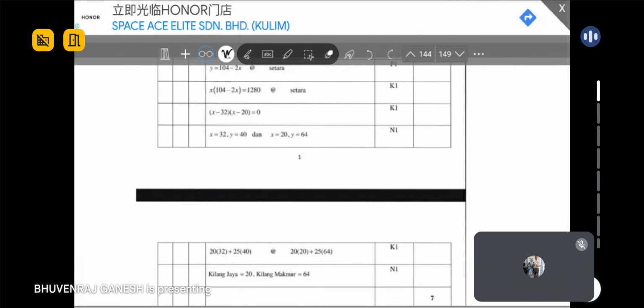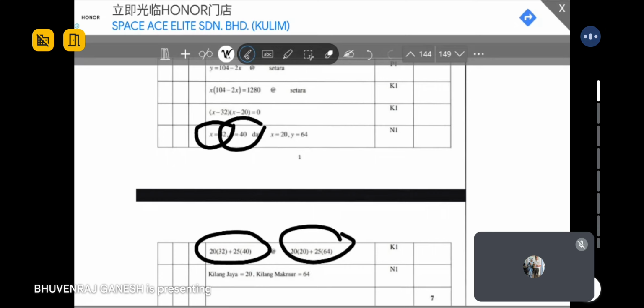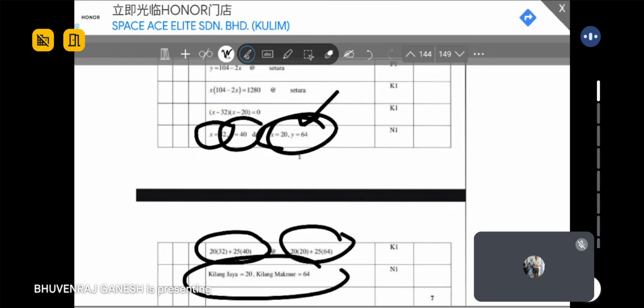Use your X, Y values. So X equals 32, Y equals 40. You can find the total cost of production. Then you compare the two costs and see which is bigger. This one will give you a larger value. That's why your answer is X is 20, Y is 64. Can you understand, right guys?